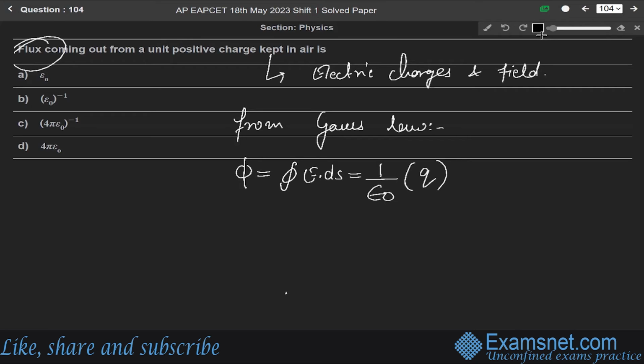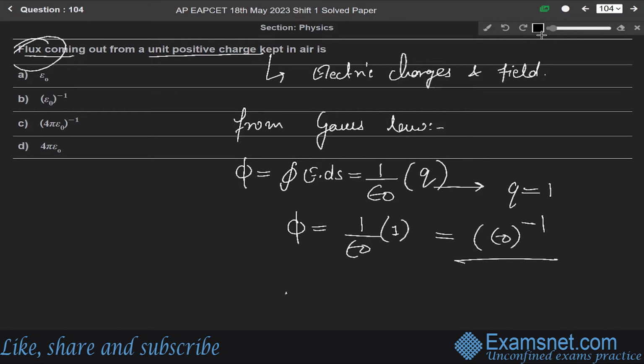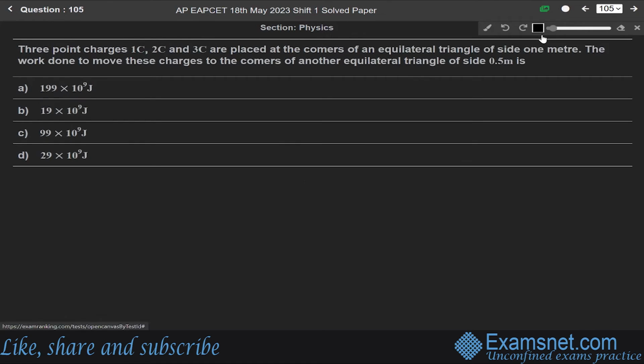So according to the question, we have to find the flux coming out from a unit positive charge. Meaning here the value of Q is 1. So phi will be equal to 1 over epsilon naught into 1. So phi will be epsilon naught raised to the power minus 1. So among these four, option D is the correct answer. Okay. Now next question, 105.